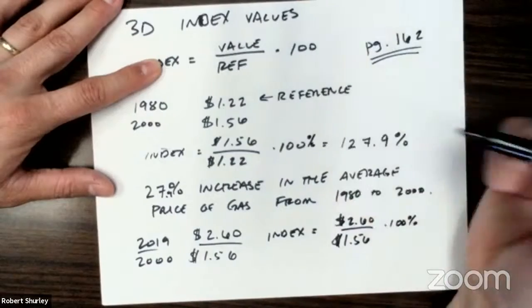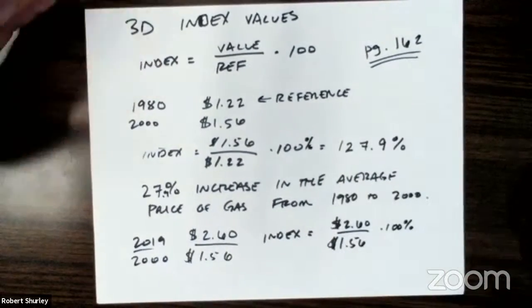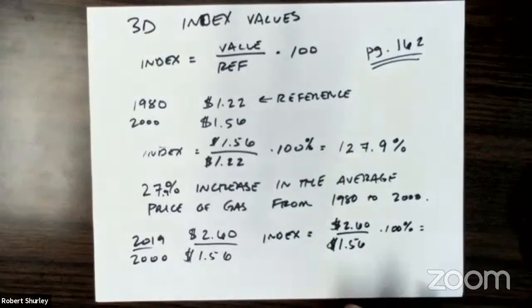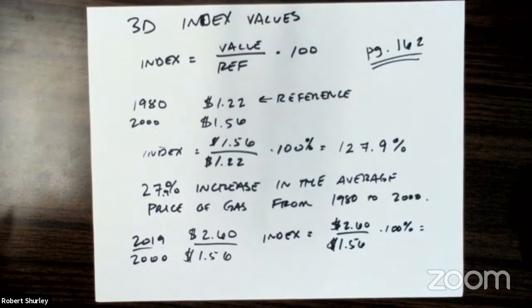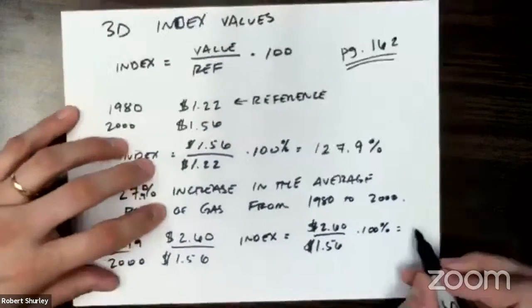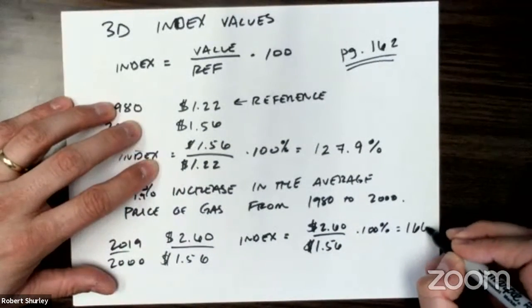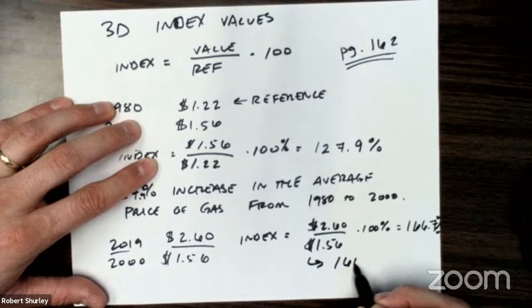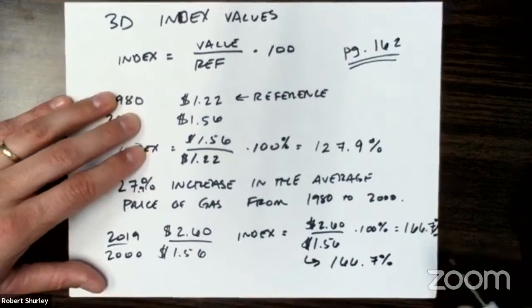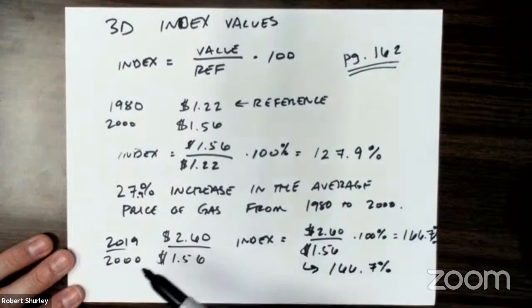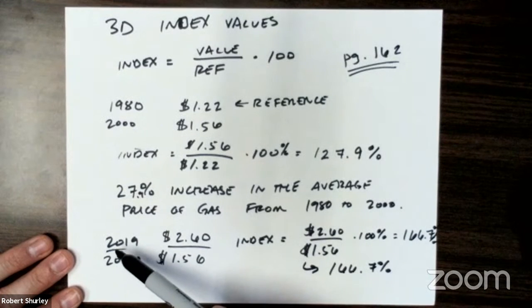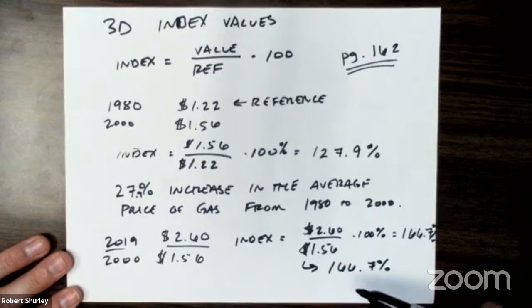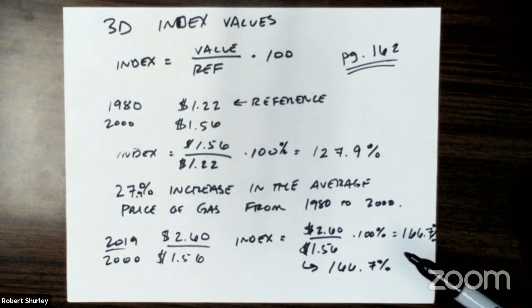I know your book doesn't write the percent in there, but really the point is it's making it into a percentage. So for this one, 260 divided by 156, $1.56 I should say, times 100, we wind up with 166.7, that's a percent. I ran out of room, so I'll write it down here. 166.7%. So it increased from 2000 to 2019. The price of gas increased 166.7%. Okay, kind of neat.